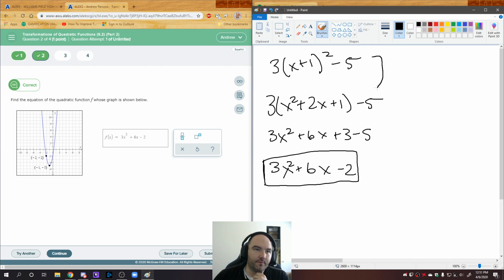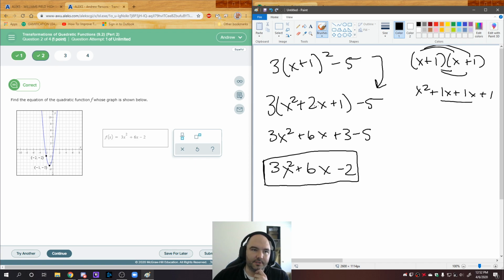How did it go from x plus 1 with the squared on the outside into this stuff on the inside here? Because I did x plus 1 times x plus 1, and then I foiled it, and I got x squared plus 1x plus 1x plus 1, and this stuff became x squared plus 2x plus 1.